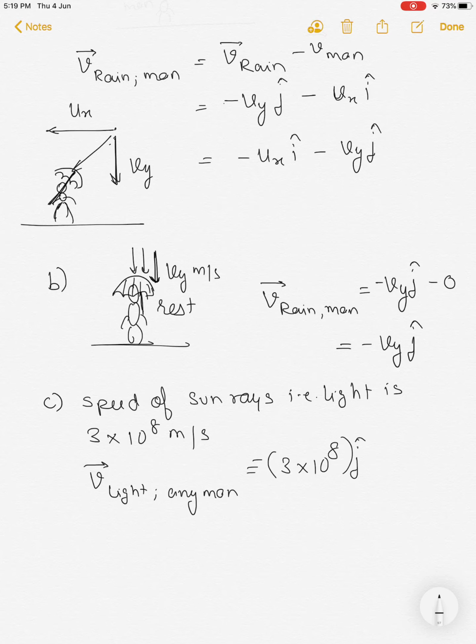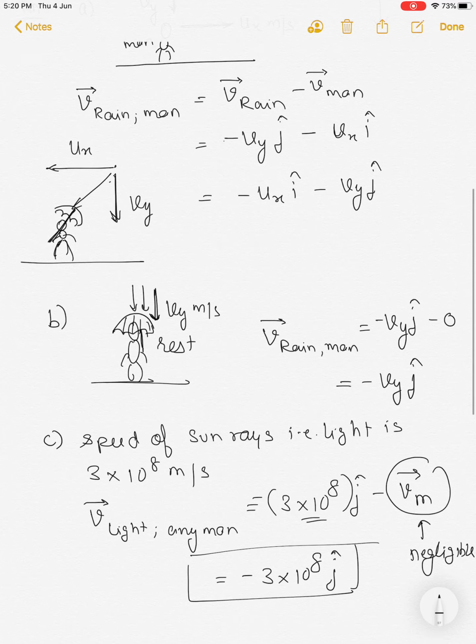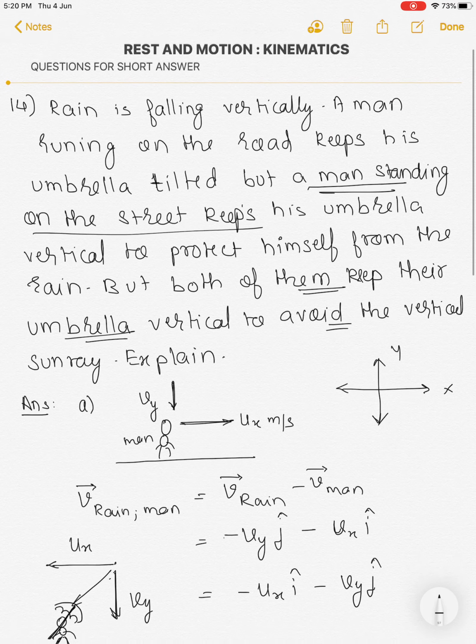And that's why for all persons on the ground, for all men and women on the ground, they all observe this particular speed of rays, and that's why we cannot compare speed of sunlight with speed of man, and hence all of them have to hold their umbrella upward. Okay, thank you.